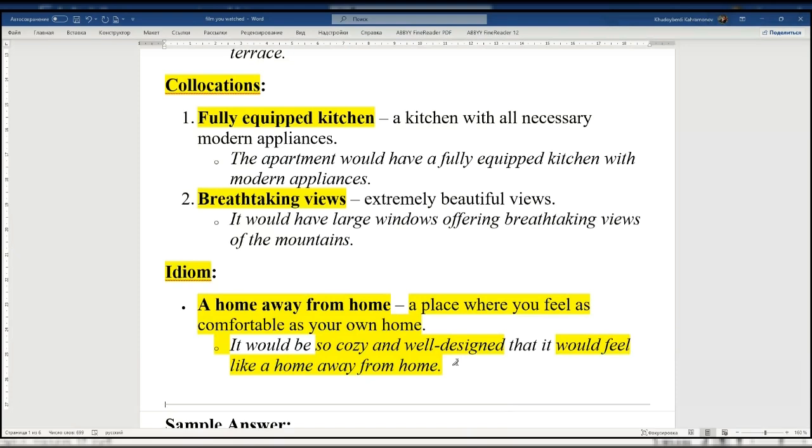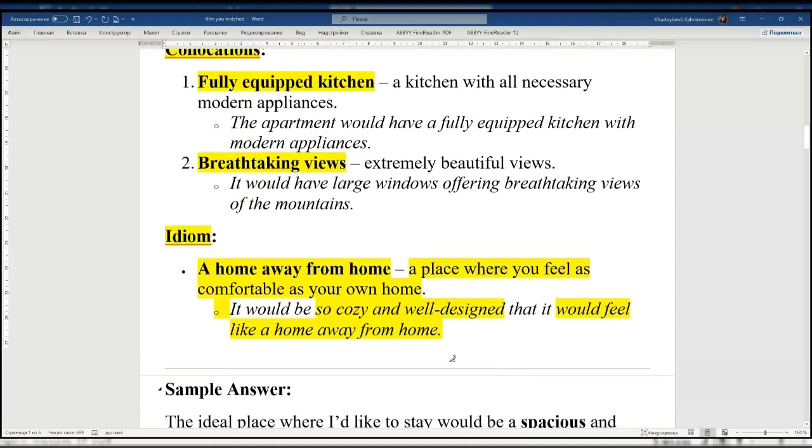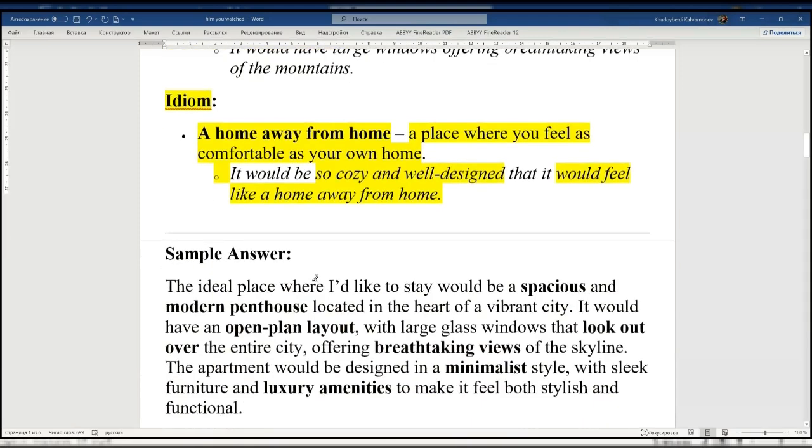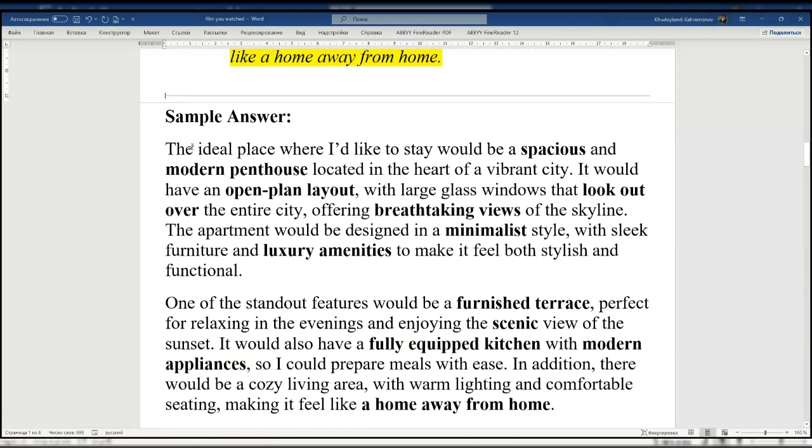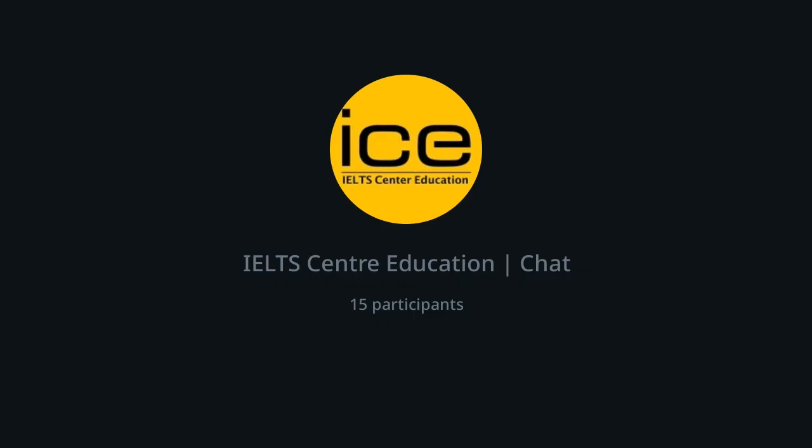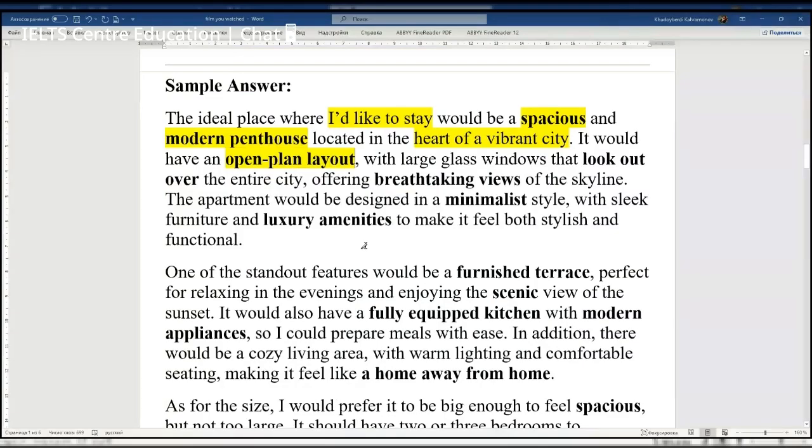And let's just pay attention to the sample which is given for us. The ideal place where I'd like to stay would be a spacious and modern penthouse located in the heart of the vibrant city. It would have an open plan layout. See, if you just realize here, we have really good vocab here, right? With large glass windows that look out over the entire city, offering breathtaking views of the skyline.